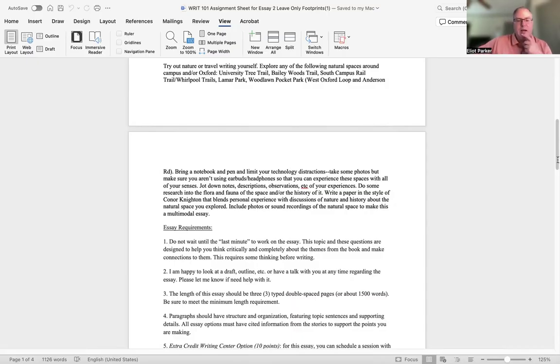And then I want you to think about some of what you see there, the flora and fauna of the space. So do a little bit of research about the kinds of trees that are there. Do a little bit of research about Lake Patsy, for example. Do a little bit of research about the birds that maybe you see there, or the squirrels that are there, or whatever you see going on there. Do a little bit of research there.